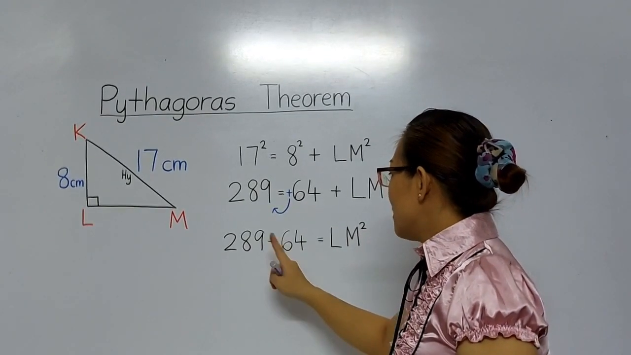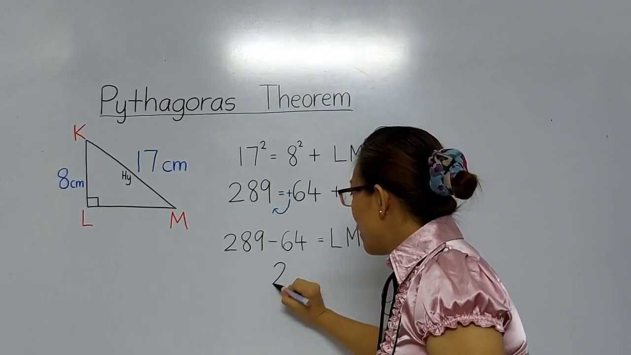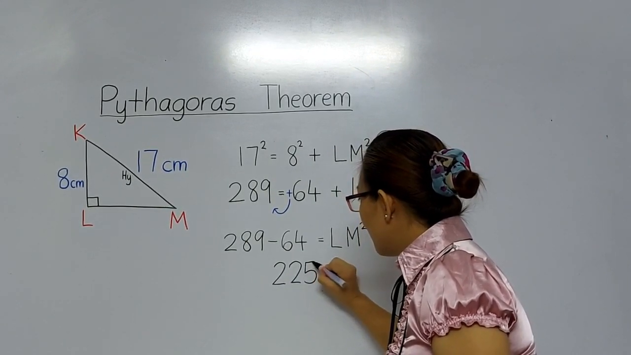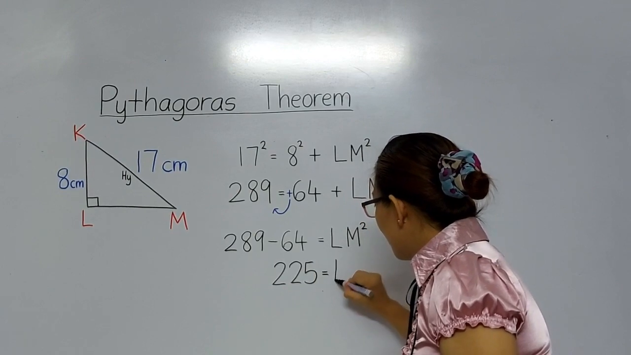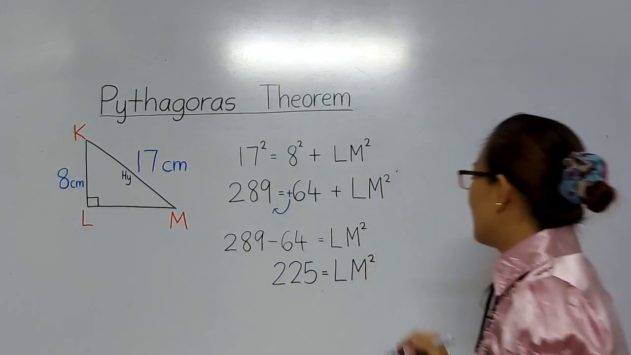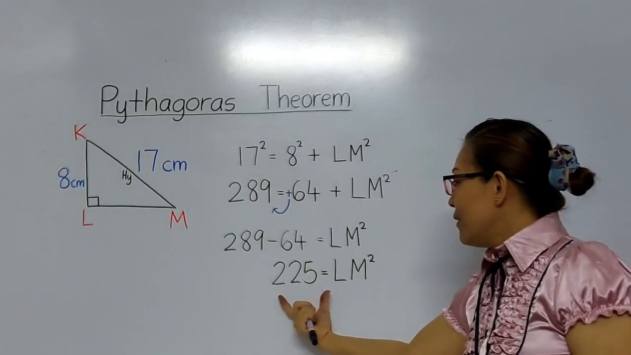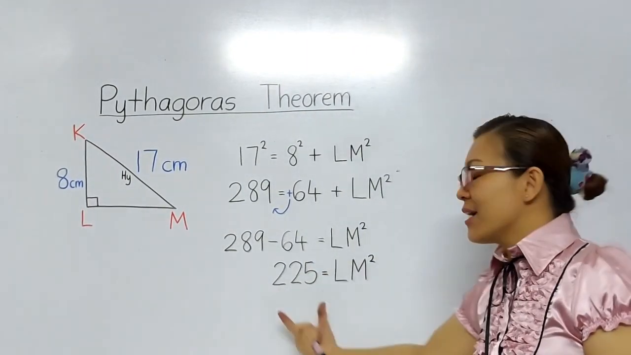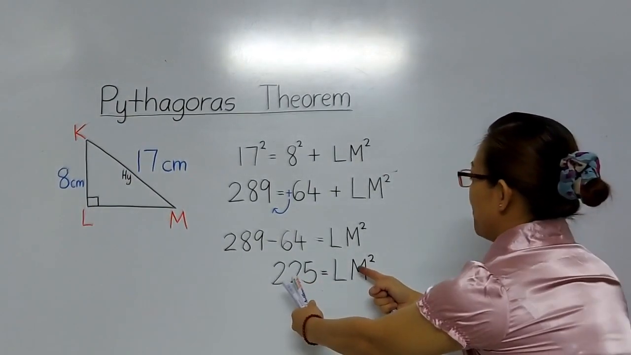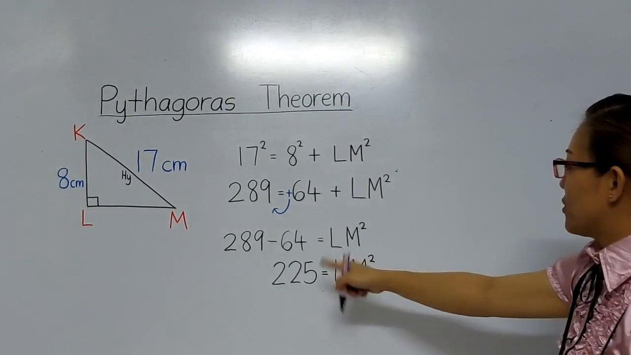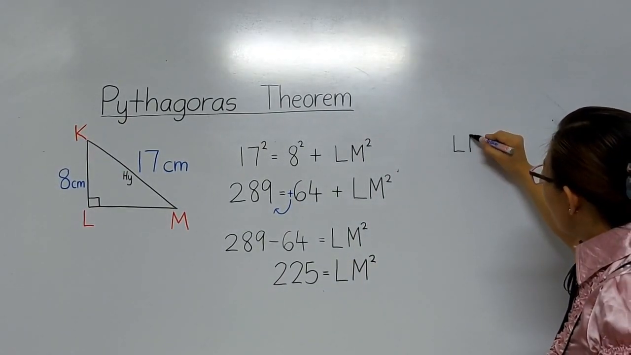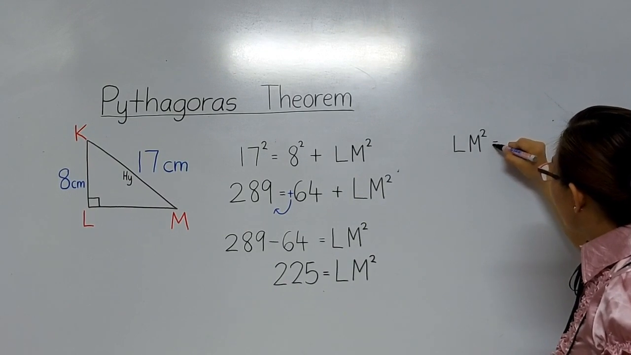After calculation, we get 225. Alright, there is only one term on the left hand side and one term on the right hand side. So we should exchange the position. Next is to write as LM square equals to 225.